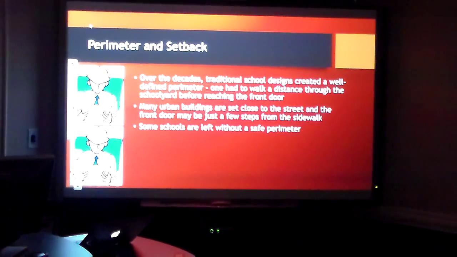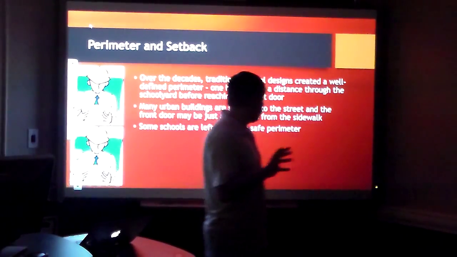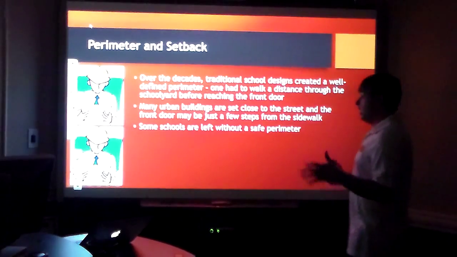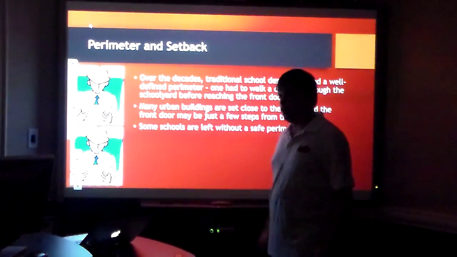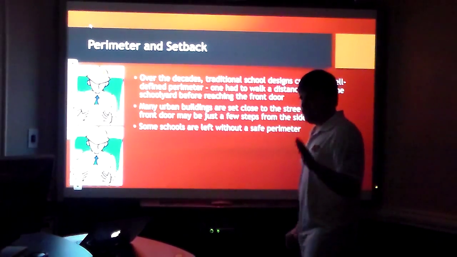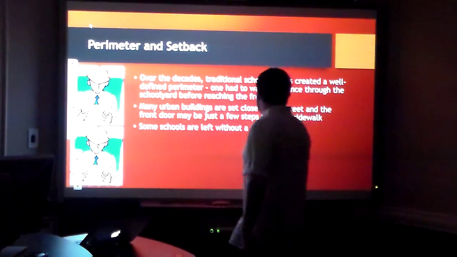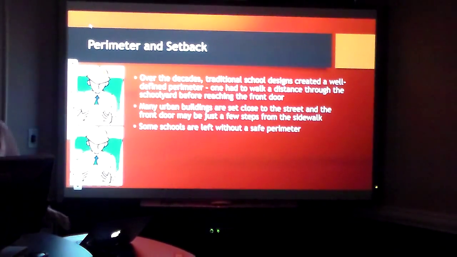Perimeter. Most school districts tried to have a well-designed perimeter where one had to go through the schoolyard first and then reach the front door. This has since changed. Many urban buildings are close to the street, and the front door might be a few steps away from the sidewalk. That can be a problem as well, because if action happens, it's going to increase their ability to get into the school. Some schools don't have perimeters anymore. It's just the building, here's the door, good luck to you.